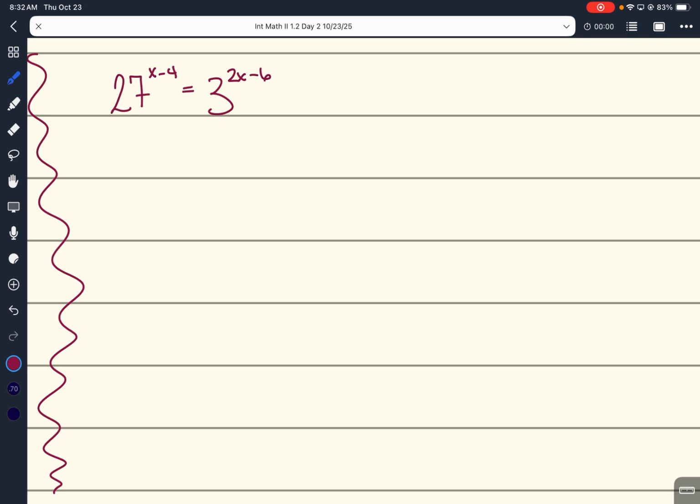Is 27 a power of 3? Yes, it is. It's 3 to the what? 3 to the third. Okay, 27 is 3 to the third, because 3 times 3 is 9 times 3 is 27. So I'm going to change this 27 into 3 to the third, but it's still to the x minus 4, isn't it? Equals 3 to the 2x minus 6.